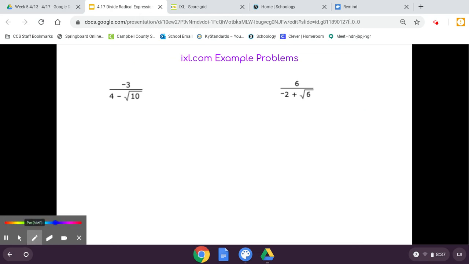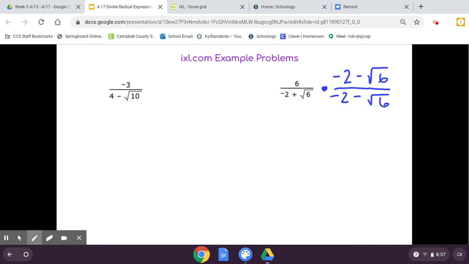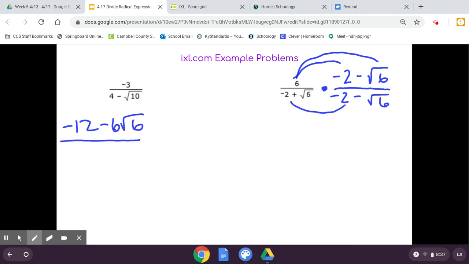Okay, let's do our other problem on this page. So again, we're going to multiply by the denominator. So negative 2 minus square root of 6, since it's a plus. Negative 2 minus square root of 6. So 6 times negative 2 is negative 12. 6 times negative square root of 6. And then negative 2 times negative 2 is 4. And 6 times negative square root of 6 is negative square root of 36.